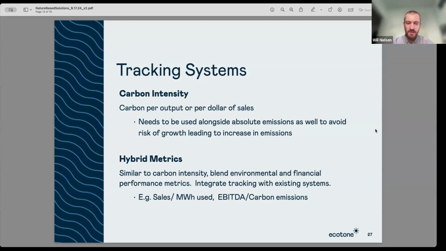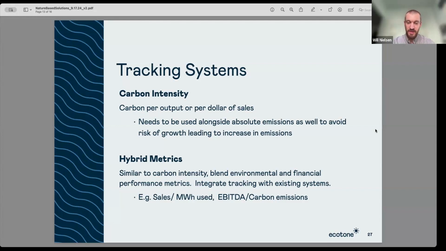So carbon intensity can be one of those metrics that helps give you a sense of what's your emissions per output of your company, or per dollar of sales, whichever the metric it may be that you're interested in using there. But that kind of fits into a bigger bucket that is particularly useful, and that's called hybrid metrics. And these are metrics where we're blending an environmental indicator with a financial indicator here. So we've got a couple examples here, this being things like dollars of sales per megawatt hour used, or EBITDA per amount of carbon emissions, right? So the ability to link these two concepts together starts to give you a better sense of how your dual environmental and financial performance is doing over time.